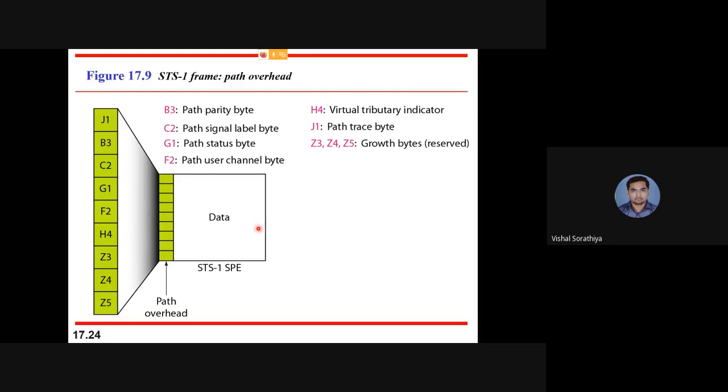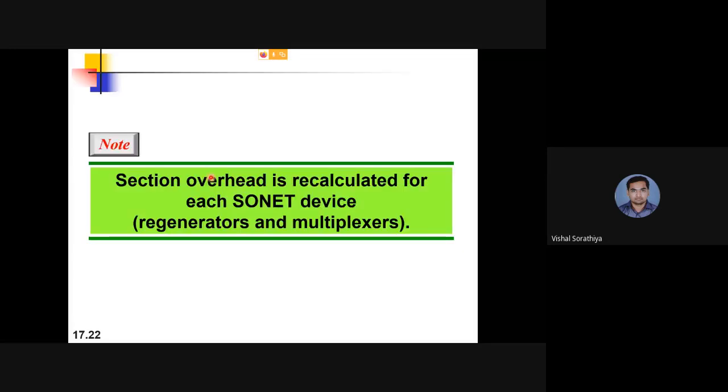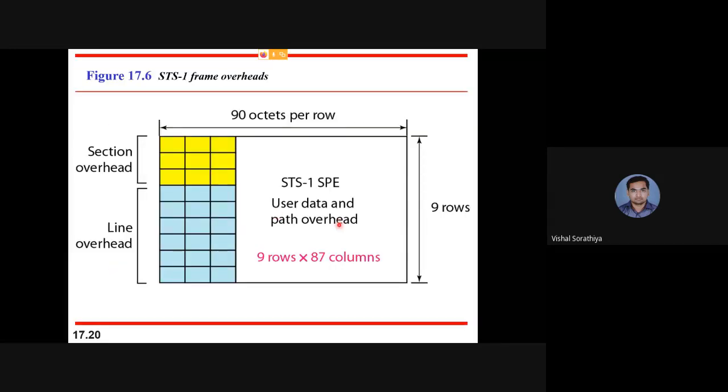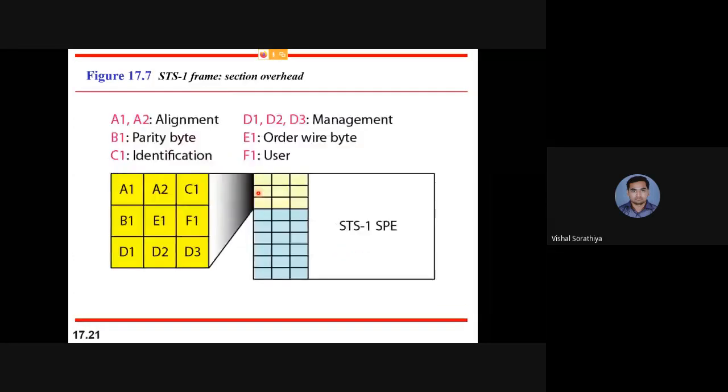After that, we also have the path overhead. Over here we have discussed the rest of the frame, 9 by 87, and out of that there is also one path overhead.